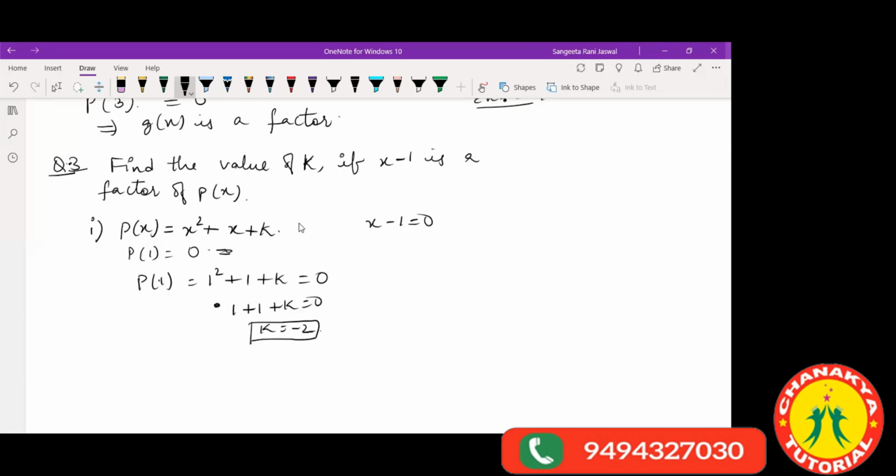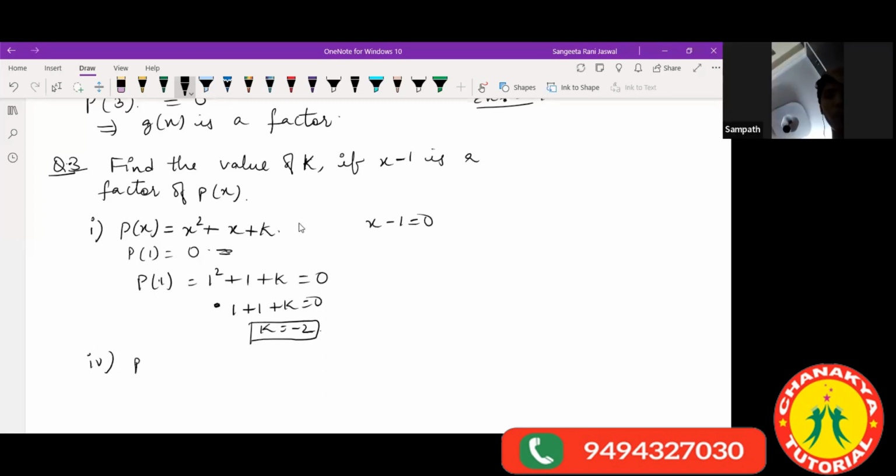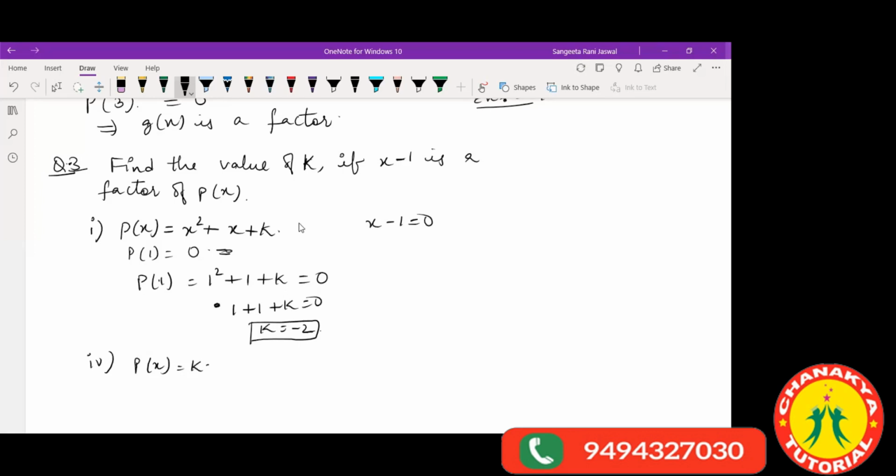Okay. Let's try another one here. I'm trying the fourth one. Px is given to be kx square minus 3x plus k. Now x minus 1 is a factor, so our x is equal to 1. So in place of x, I will put 1 here. So I get k into 1 square minus 3 into 1 plus k, that's equal to 0. So I get k minus 3 plus k equals 0. Right? This is what I'm getting.